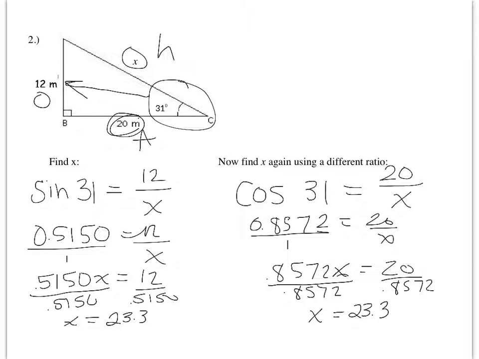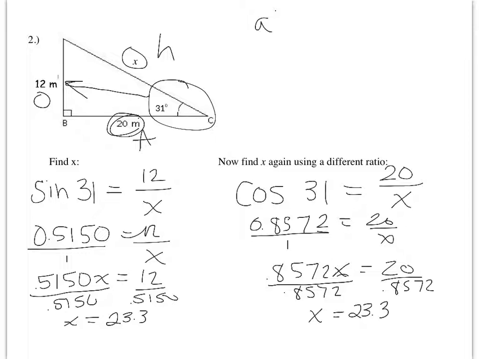Okay, welcome back. How did you do? Did you get 23.3 for both of them? If you didn't, go ahead and check through my steps and see if you can find where you might have made a mistake. There's actually a third way we could even have solved this problem. We didn't even have to use trig ratios because we had 2 sides of a right triangle. We could have even used the Pythagorean theorem. Let's go ahead and just try that way and just see how it comes out.